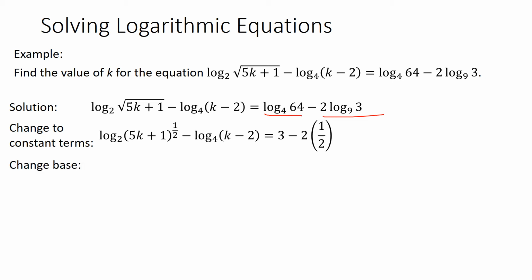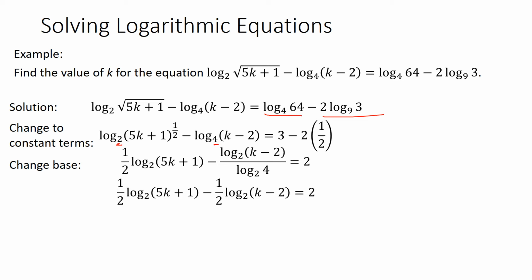Therefore, we can simplify, and the next step is to change the base, because we look at here, this log is base 2 and this log the base is 4. So we will change the base 4 to base 2. Usually we would want to lower down the value of the base. Hence it becomes log base 2 of (k minus 2) over log base 2 of 4, and then over here it is equal to 2. Then we'll get half log base 2 of (5k plus 1) minus half log base 2 of (k minus 2) equals 2, because over here log base 2 of 4 is 2.